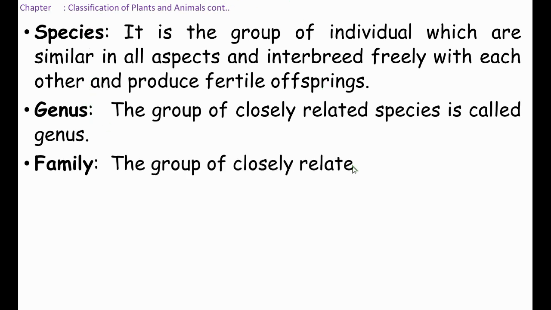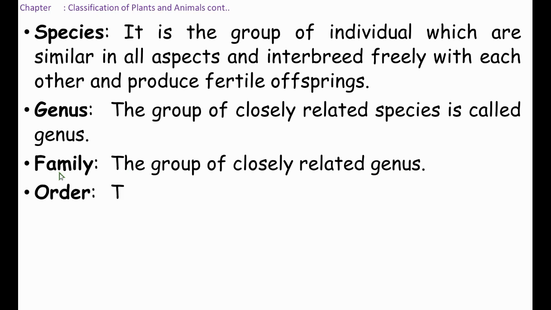Next is the genus. The group of closely related species is called genus. Closely related genera are called family. Closely related species is called genus.